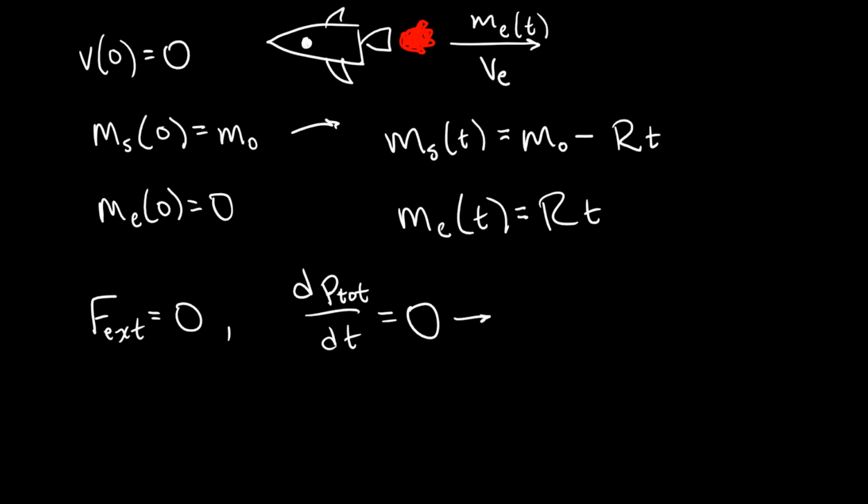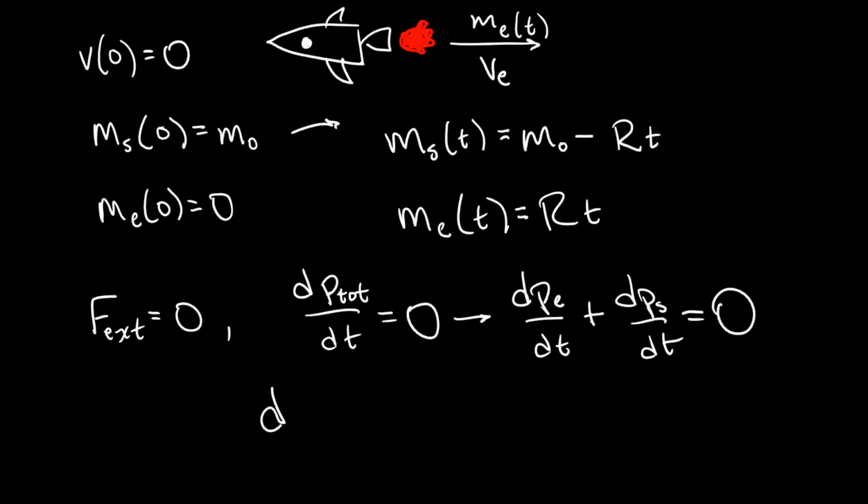But we know that there's two components of the momentum. There's the ship's momentum, and there's the exhaust momentum. So we'll call this dP_e/dt plus dP_s/dt, and that has to be equal to 0. And so let's just go back to Newton's third law.